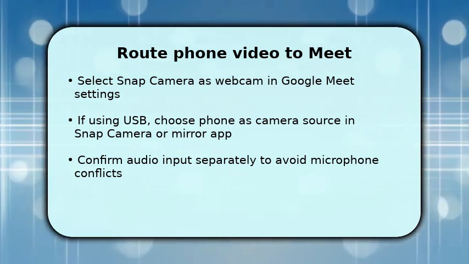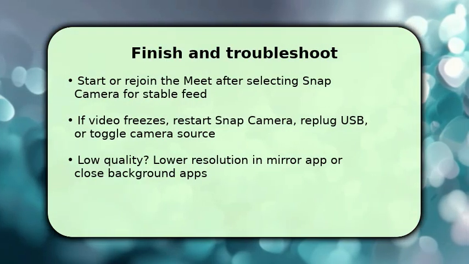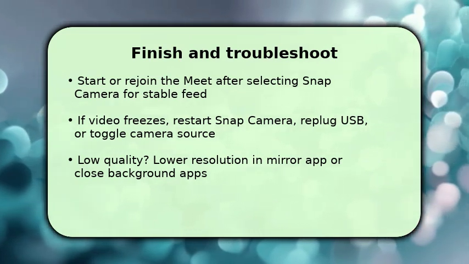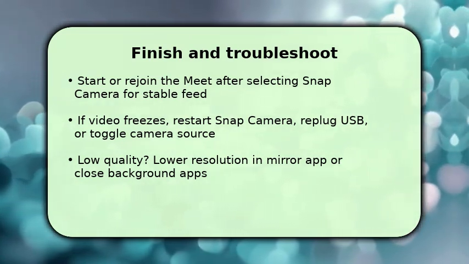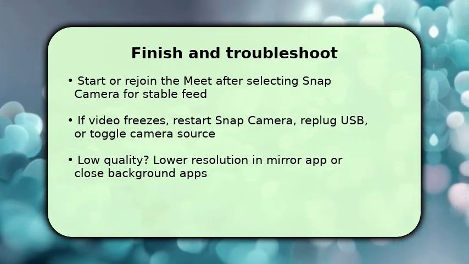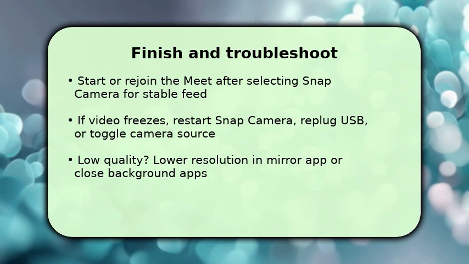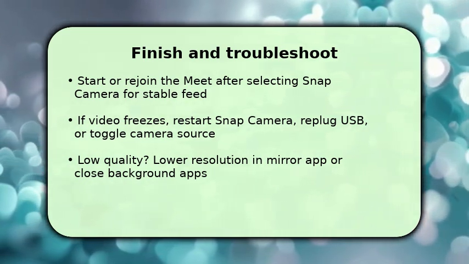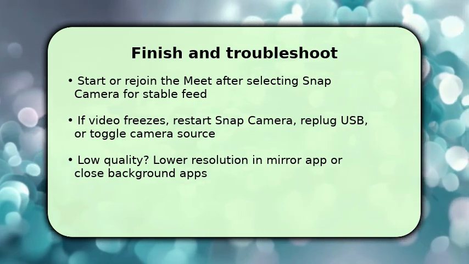Finish by confirming the video feed and starting the meeting. You should see the Snapchat lens applied to your face for all participants. If things go wrong, first restart Snap Camera and replug the phone, then toggle the camera source in Meet. Once done, make sure no other app is hogging the camera and reduce mirror app resolution if bandwidth is limited.